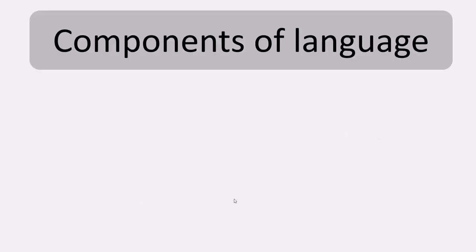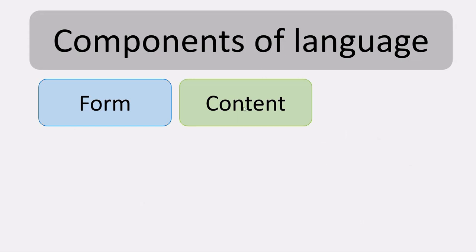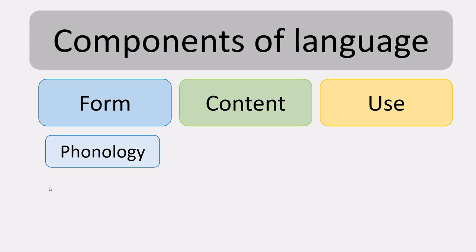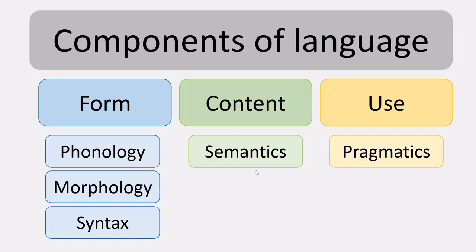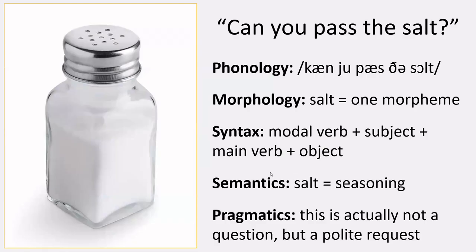So to conclude, language has the following components. We have components mainly relating to the form, we have the content, we have use. The components related to form are phonology, the study of the sound units of language; morphology, the study of words; and syntax, the study of word order in a sentence. Then we have semantics, which is involved with what words mean and what sentences mean, and we have pragmatics, the study of meaning in a social context.